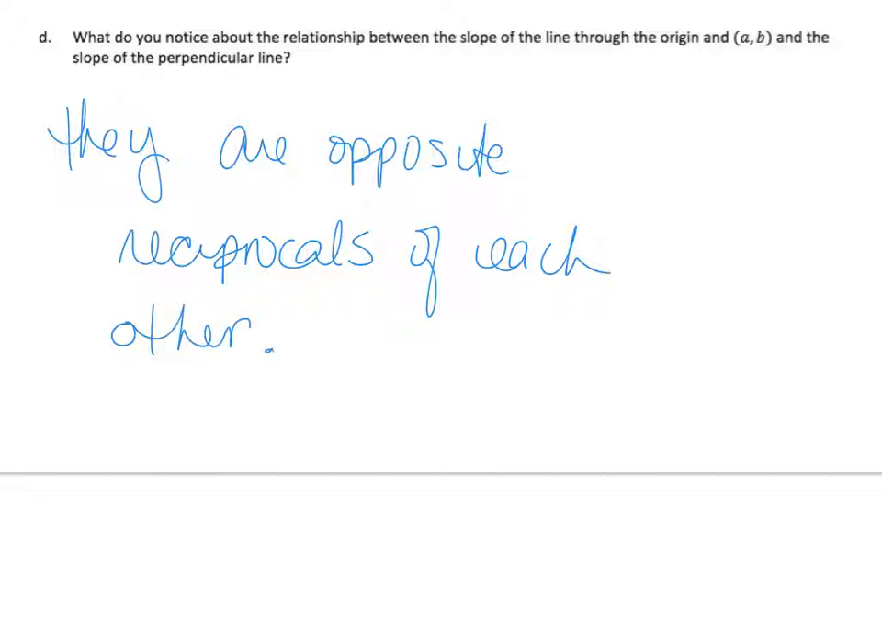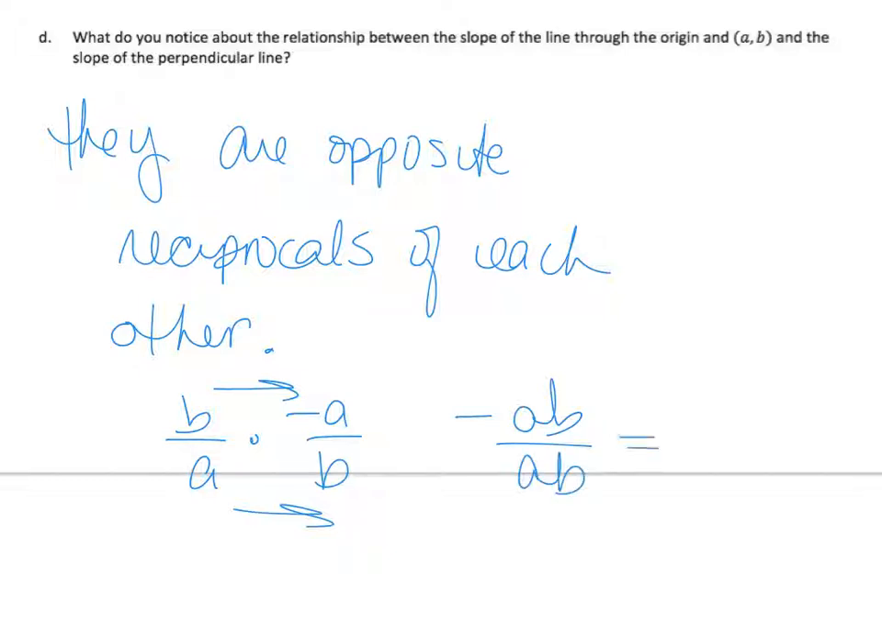If you multiply them together, I think we had B over A times negative A over B. Well, let's not do that. Let's just multiply across and see what happens. So I'm multiplying with fractions. Remember, you just multiply across. We get negative AB over AB. Okay, the product of them is negative 1. Cool? Cool. That's actually it for today.